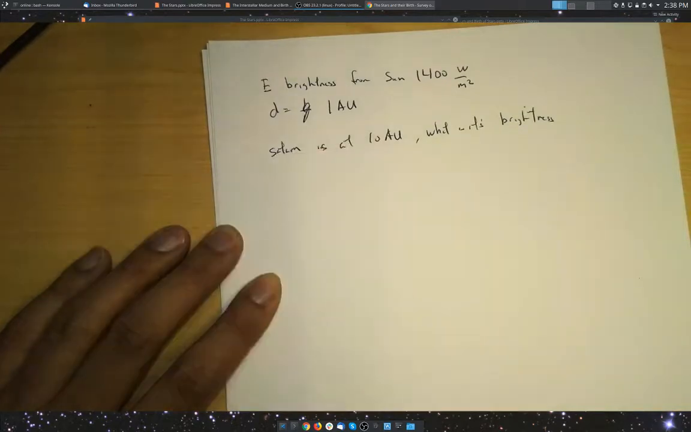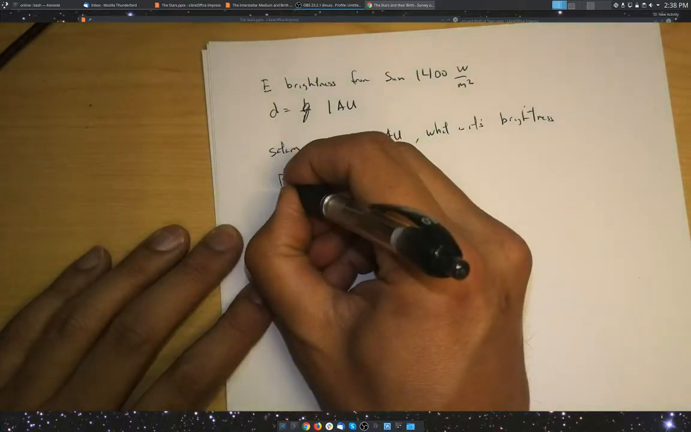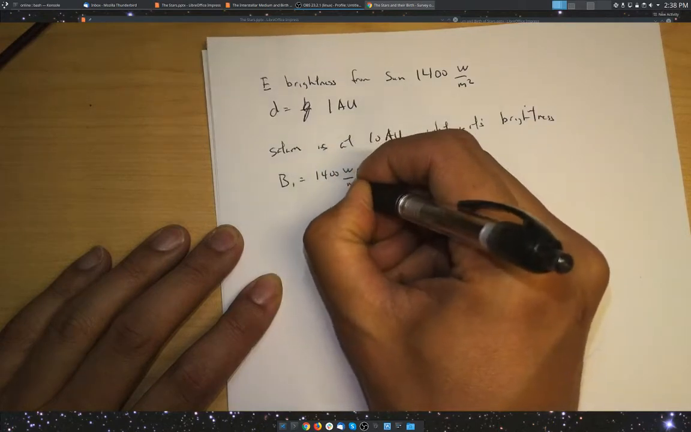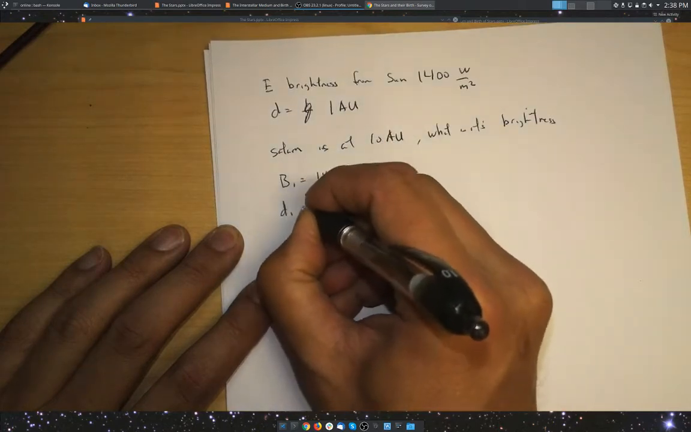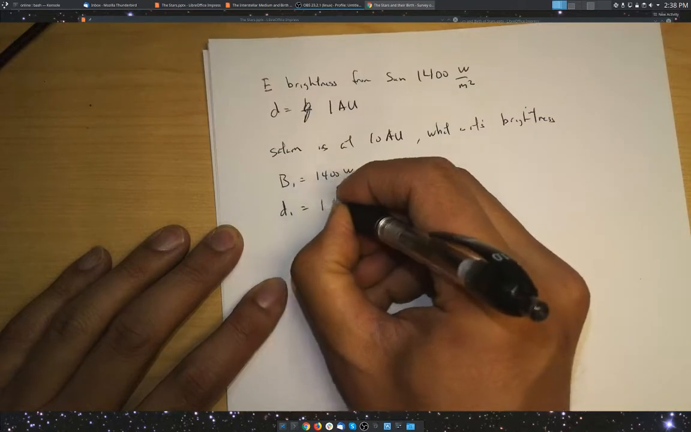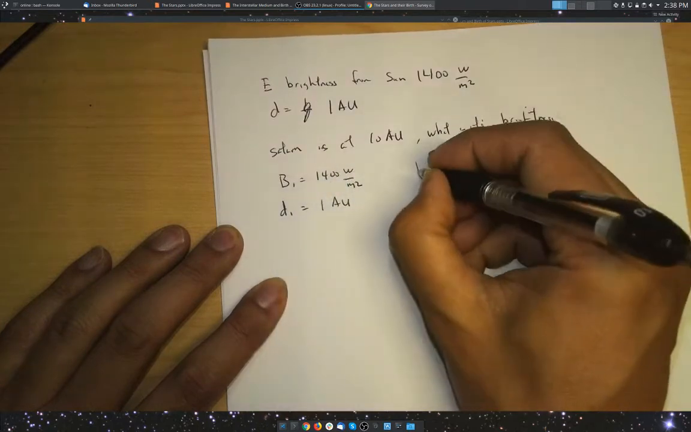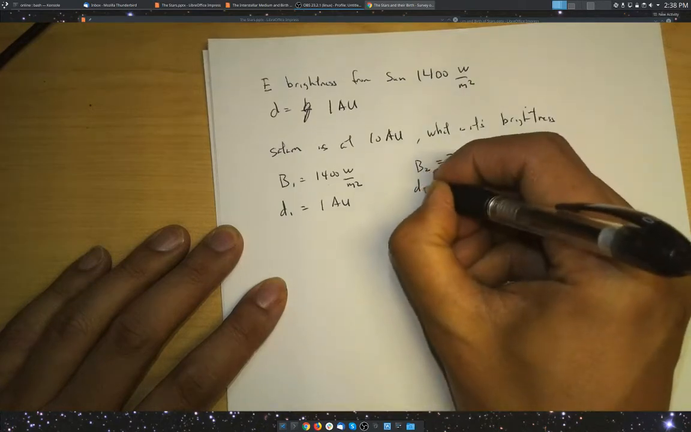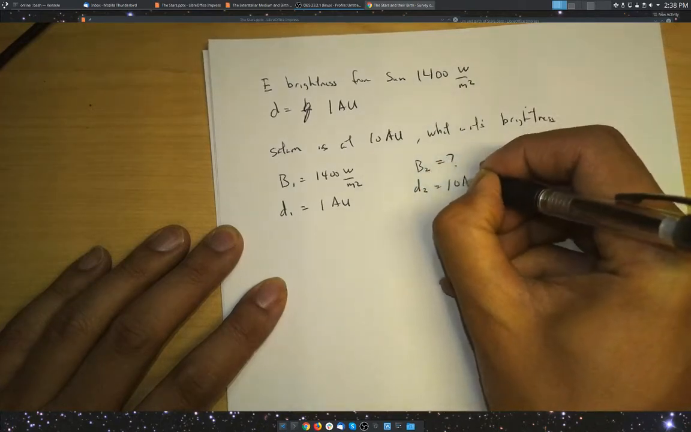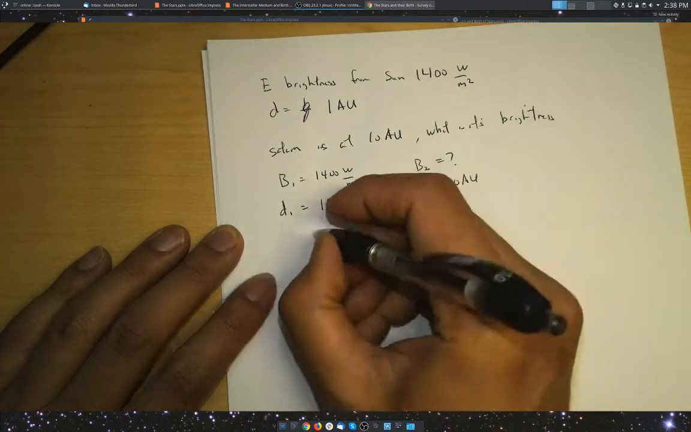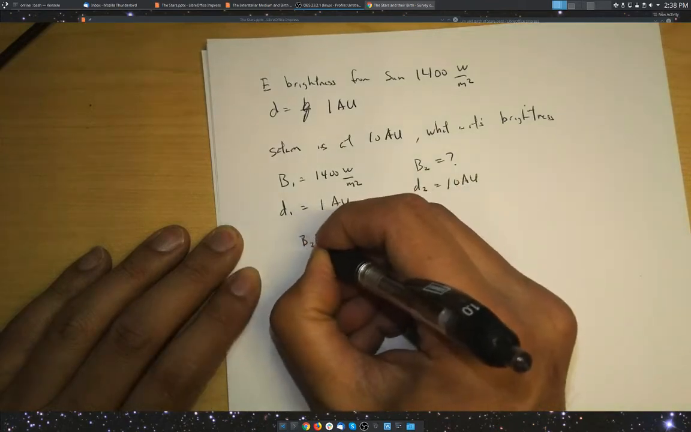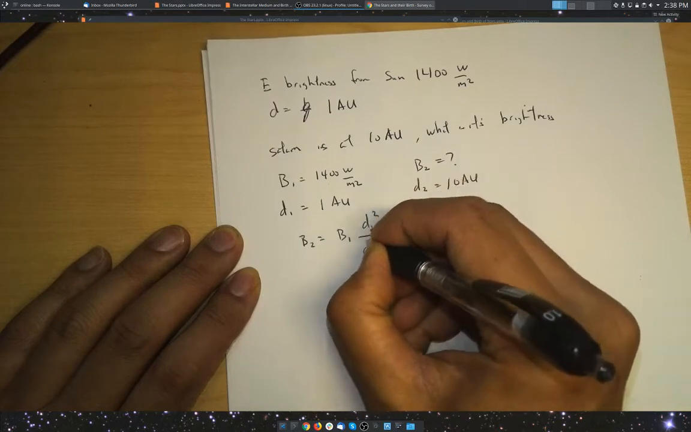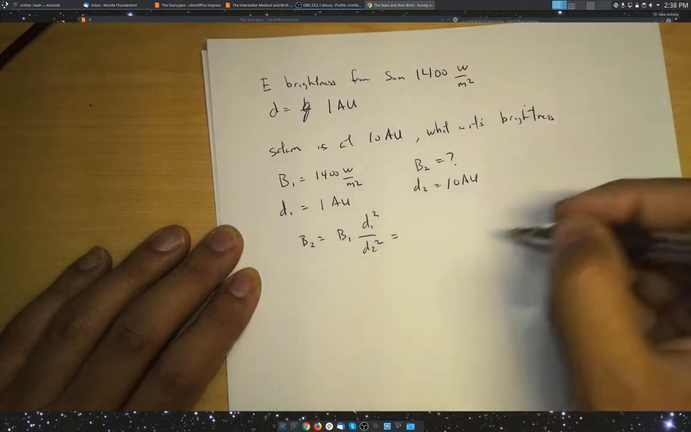Okay, so let's say we know the brightness of the Earth, B1, is equal to 1400 watts per meter squared. The distance D1 is equal to 1 AU. The brightness B2, which is Saturn, is question mark, but the distance is known. This is 10 AU. So again, that formula is B2 is equal to B1 times D1 squared divided by D2 squared. Okay, so you know everything here.